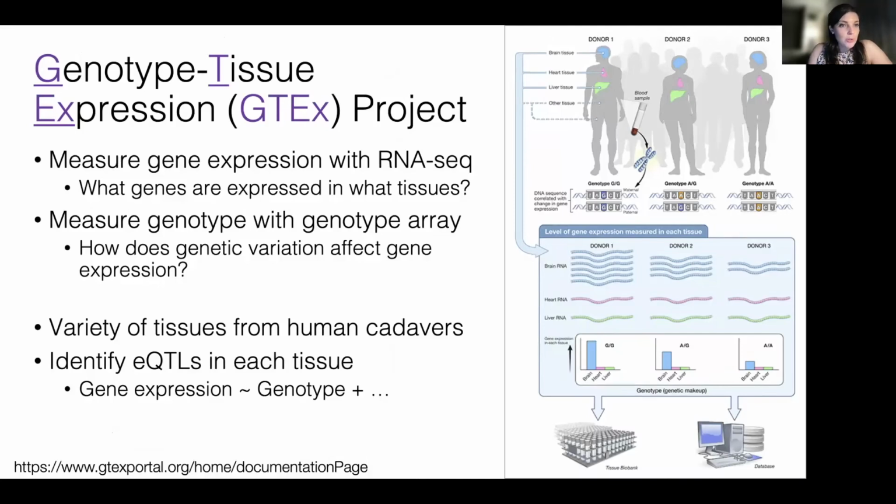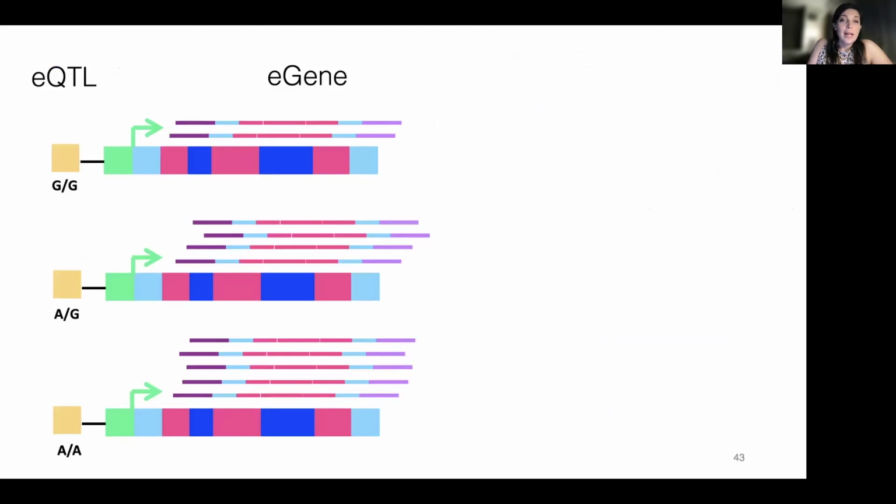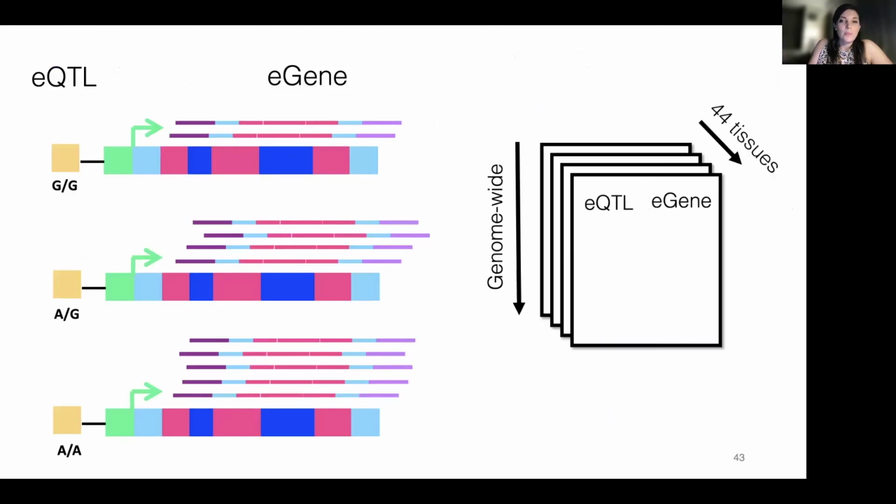The GTEx project, which I mentioned, they've measured gene expression with RNA sequencing to see what genes are expressed in what tissues, and they have cadaver donors, and they've done this on a lot of different tissues. They've measured genotypes, genotype arrays, and then went ahead and performed the eQTL analysis for you. So you can download the eQTL data to see genetic variants associated with differential gene expression and in what tissues. And that's all downloadable and I think available on the UCSC genome browser.